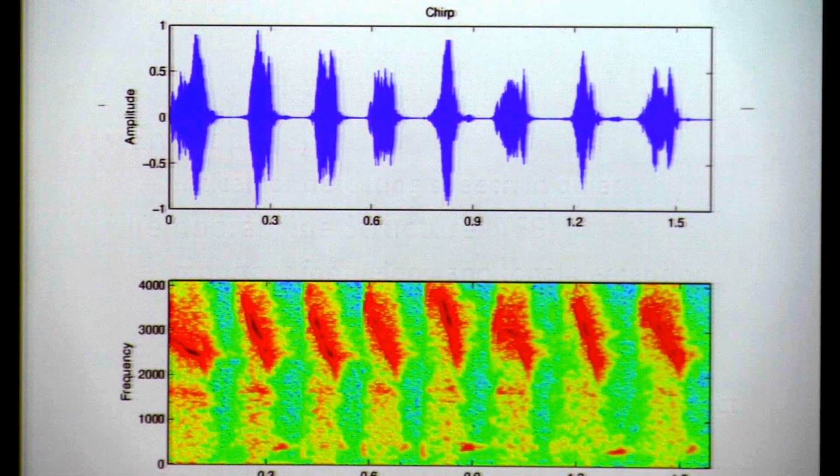So all sounds, even something as simple as a bird chirp, have these cues.